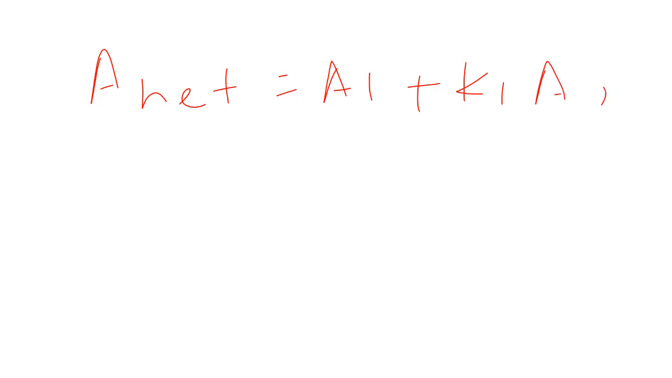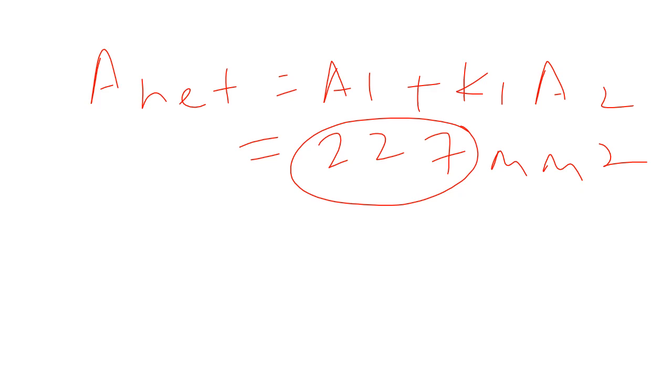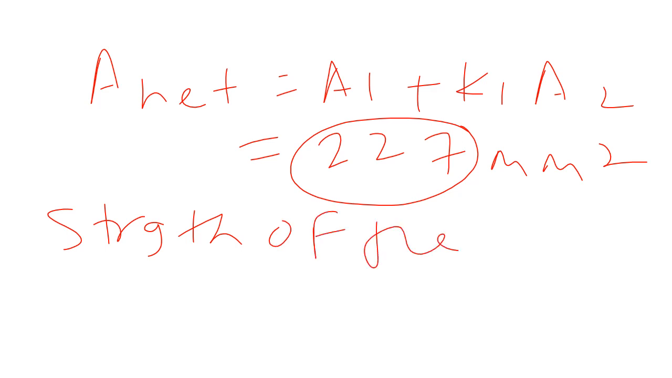Once you find K1, our job is to find out the A net. This is the most important thing. The area which will actually transfer the force or bear the load is required, equal to A1 plus K1 into A2. If you plug in the values, this will come to 227 millimeter square. This much area will be used to transfer the force or the loads. From this we can calculate the strength of the tension member. So next, our final job is to find out the strength of the member.